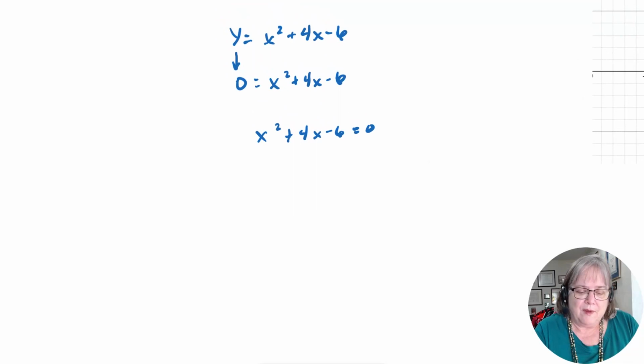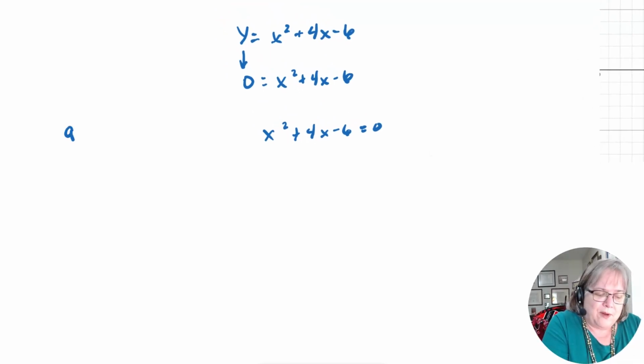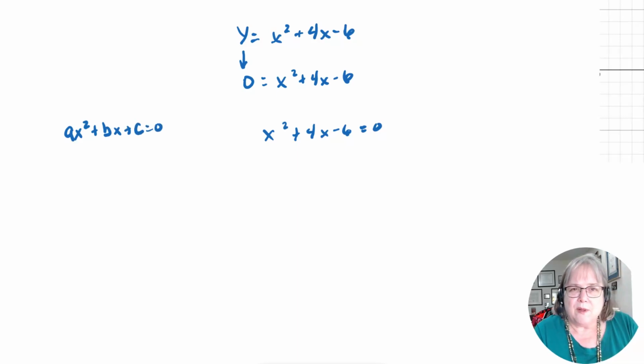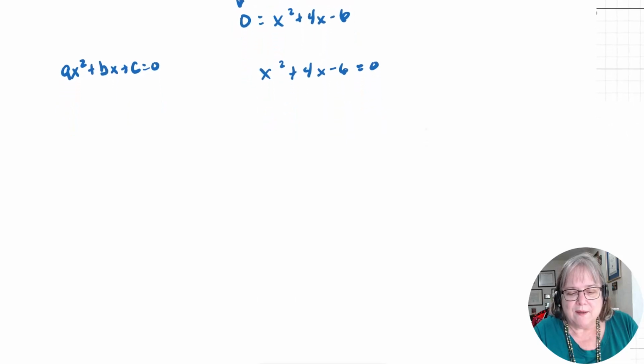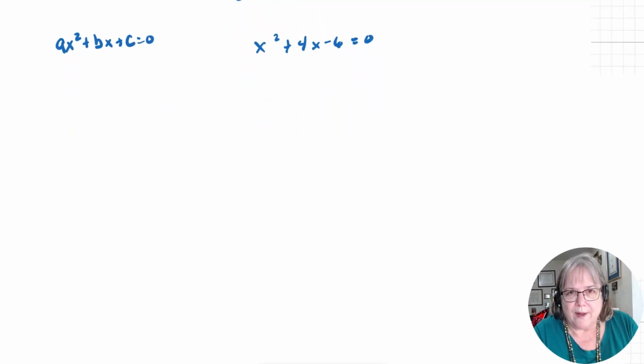Now, generally the quadratic form, remember the standard or generic one, is that a is the number that multiplies the x squared term, b is the number that multiplies the x term, and c is a constant. All right, so just remember a, b, and c. So in our case, a is 1, and understood 1, b is 4, and c is -6.